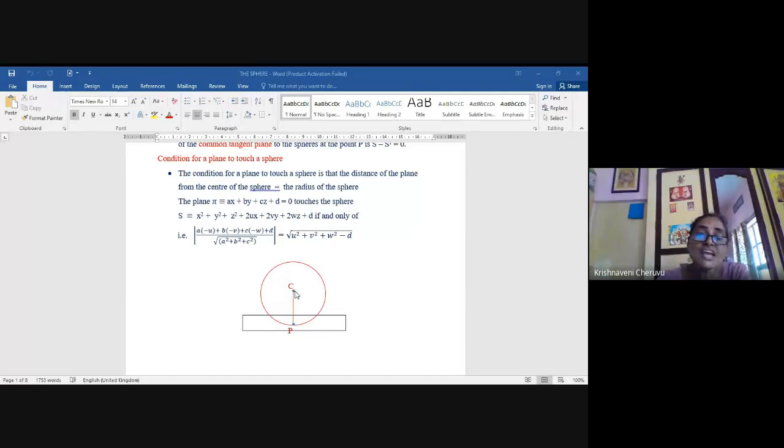Okay, already you have seen how to find the distance of a plane from a point. This is the formula. Distance is modulus. Here the center means minus u, minus v, minus w. So a x1 plus b y1 plus c z1 plus d by root of a square plus b square plus c square. So when do you say that a sphere touches a plane? A sphere S is equal to 0 touches a plane pi if the distance of the plane from the center of the sphere is exactly equal to the radius of the sphere. This is the radius of the sphere. You must remember, girls, this is the condition for a plane to touch a sphere.